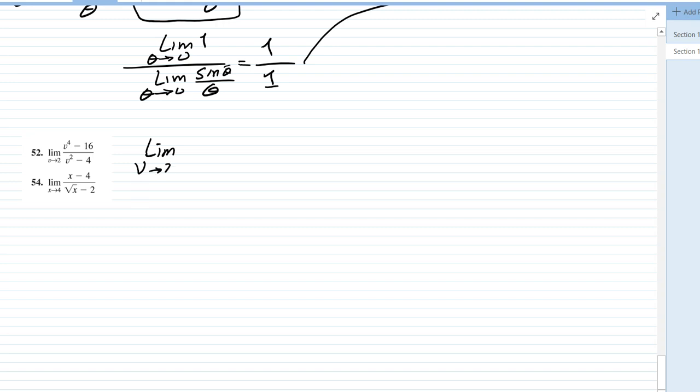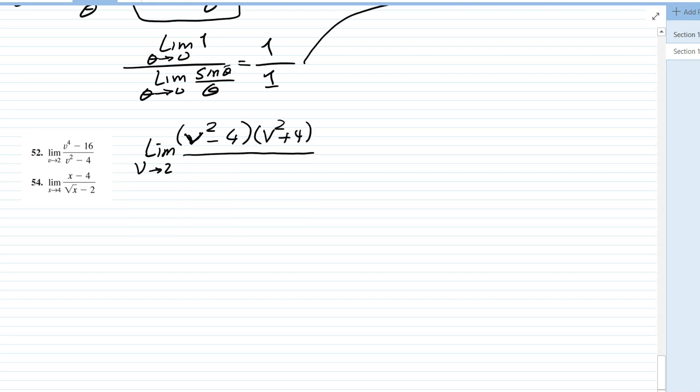So that's nu. Actually, it looks like v. The symbol is Greek nu, but we're going to call it a v, so you don't have to worry about that. So we're going to go as v approaches 2. Now in the numerator, I'm going to factor the numerator. Okay, so it's going to be the factored form, difference of two squares, (v squared minus 4)(v squared plus 4).